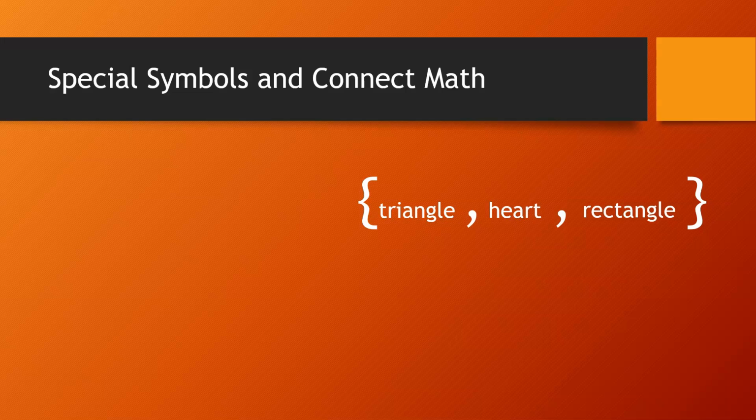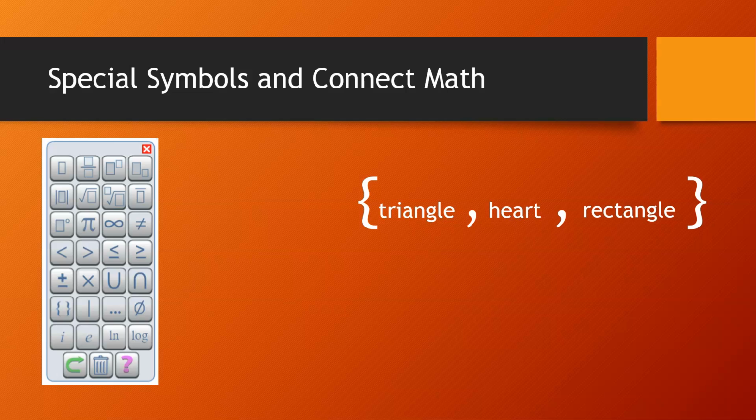Now, how do you enter some of these special elements in Connect Math? Well, it's really pretty simple because when you click in the answer box, a special pop-up will appear, and that's going to have the symbols that you need to enter your answer. So in this case, we would need to use the curly braces, and we've got a special button on that pop-up that we could click, and that would put the curly braces in our answer.